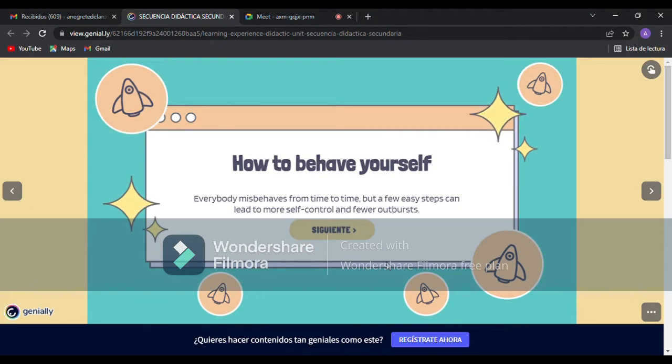How to behave yourself? Everyone needs to behave from time to time. But a few simple steps can lead to more self-control and fewer outbursts.